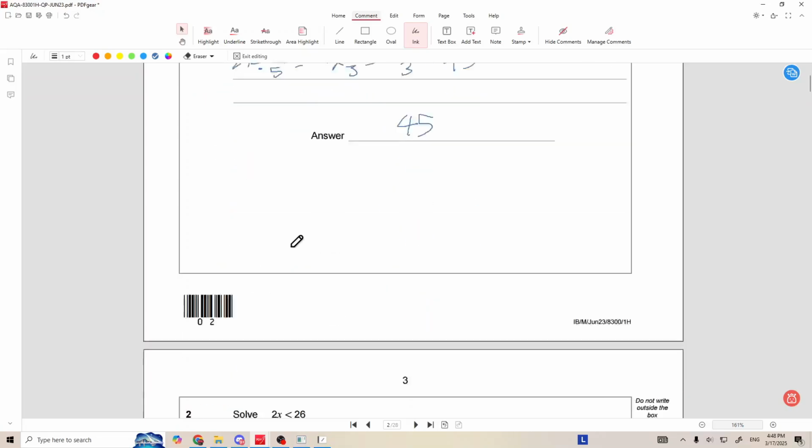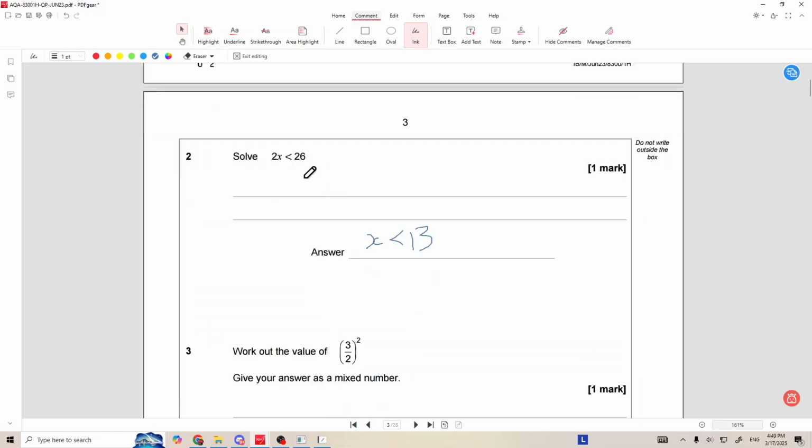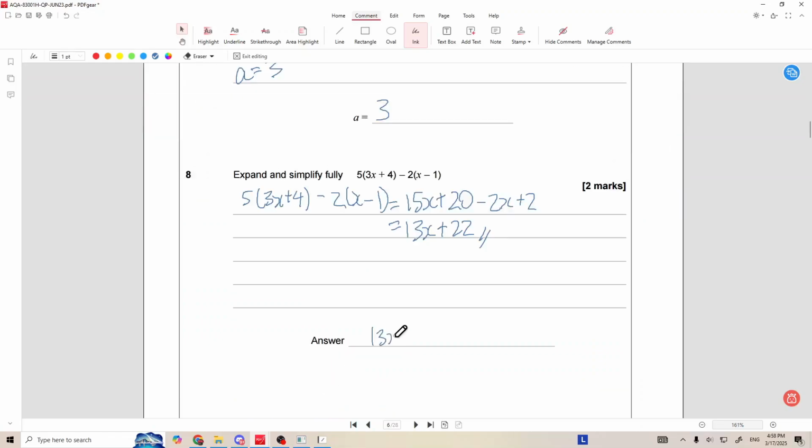Okay, let's move on. Question 2. Solve 2x less than 26. Don't you just divide it by 2, so it's just x is less than 13? Like, what are these questions? Alright, so far nothing has been too bad. But it's just the beginning still, so I'm assuming things will get worse later on.